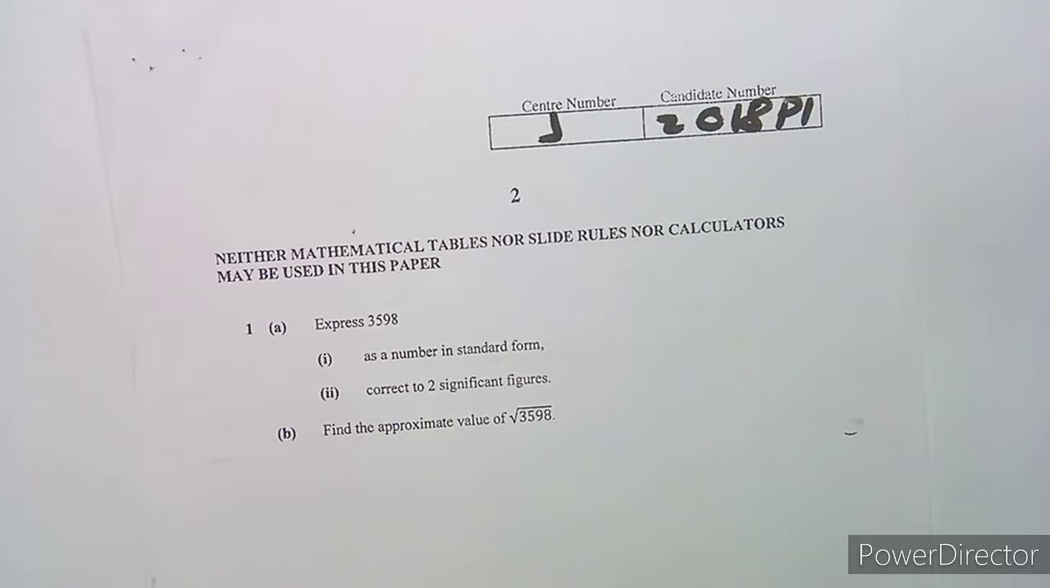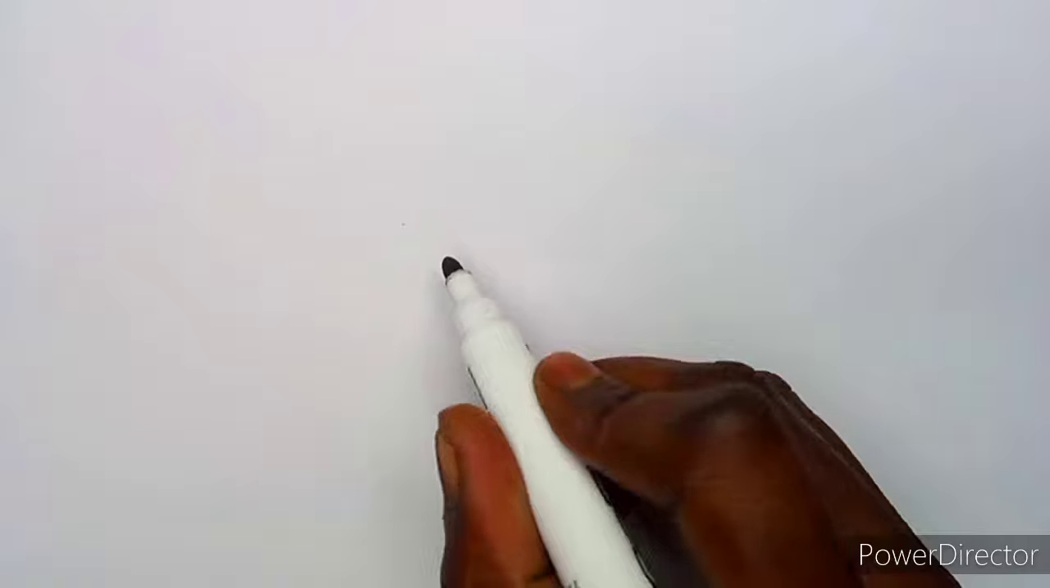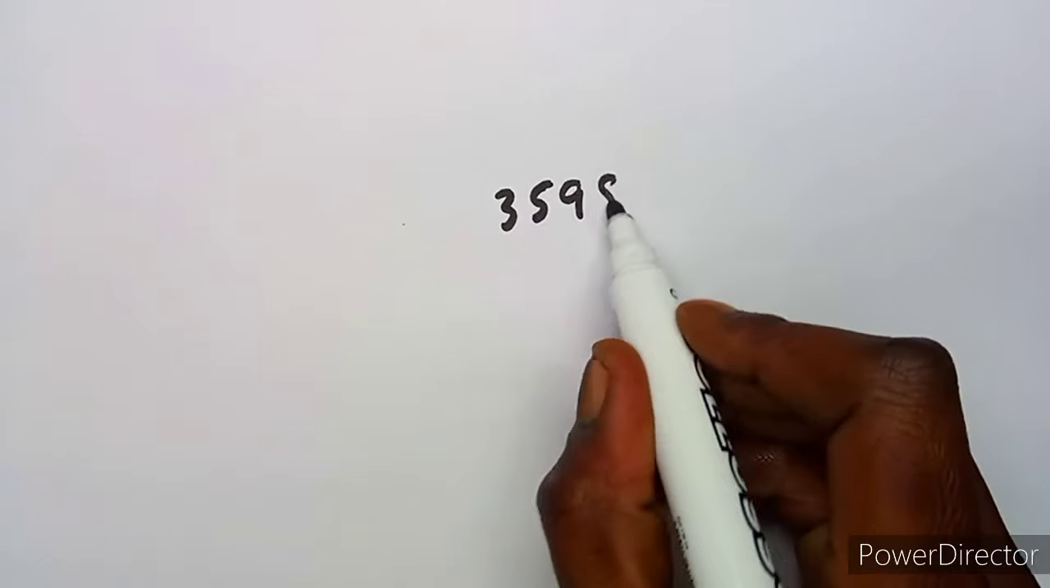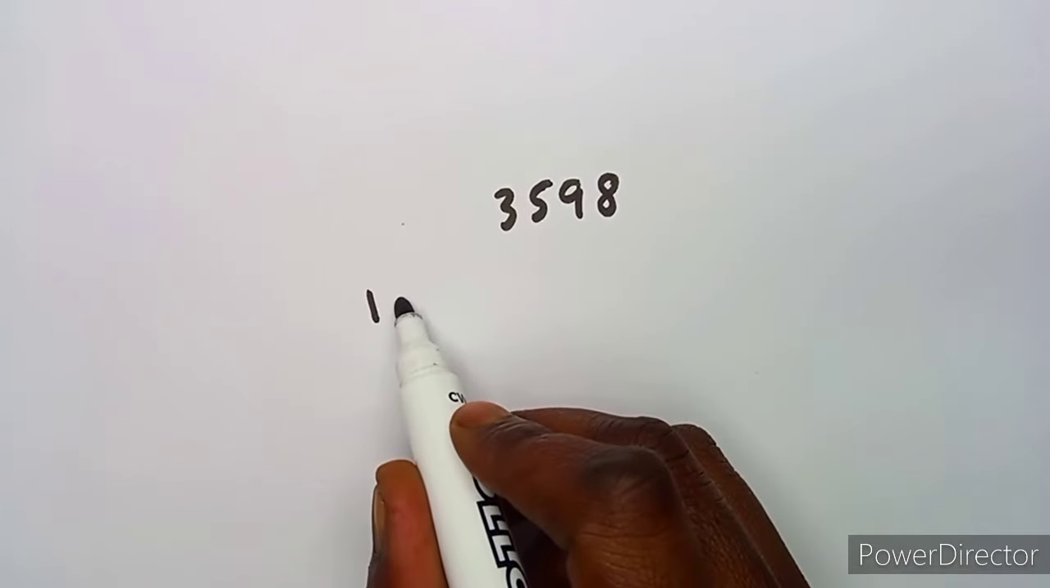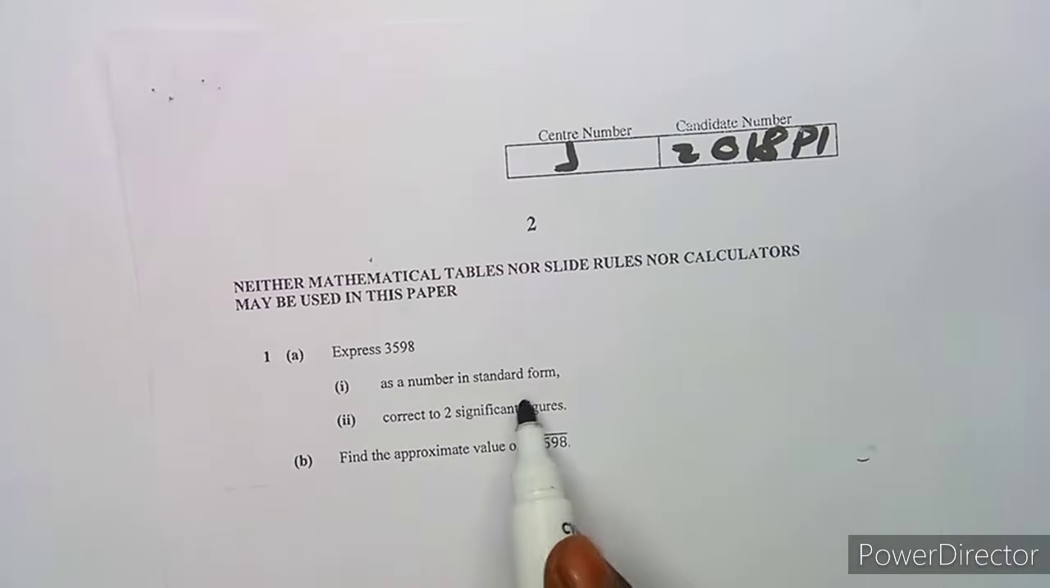So we shall quickly rush through this so that we see how you're supposed to answer or attempt these questions. You're given on number 1A to express 3,598, which is 3,508. That is the number that you are given. On 1A, item 1, we are given to express this number as a number in standard form.